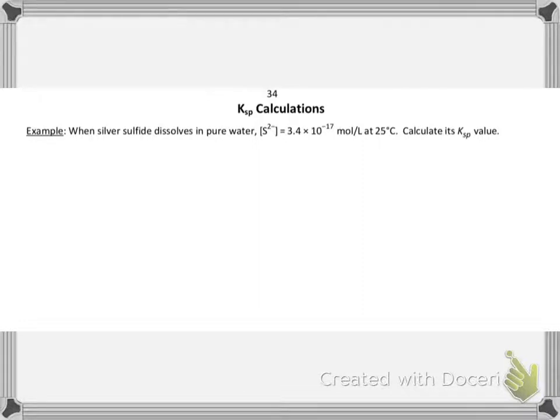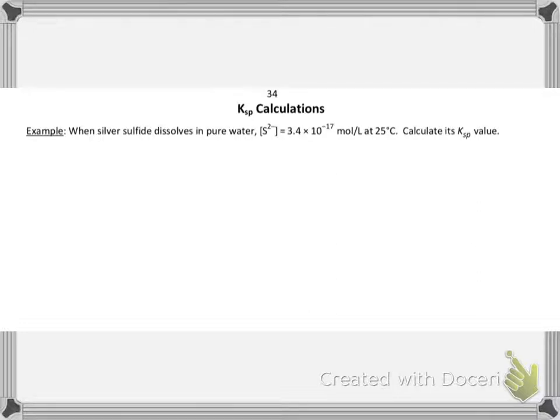So let's take a look at an example when we are dissolving silver sulfide into pure, delicious water. And then it tells you the concentration of the sulfide ion is this value, and they want you to calculate the KSP value. So let's start off with our RICE table.